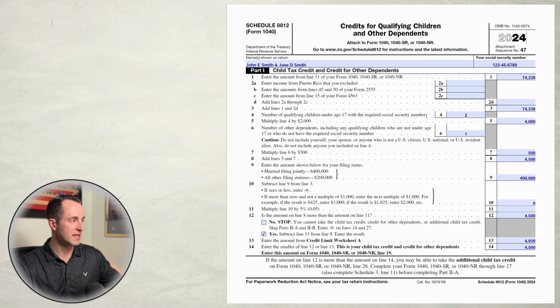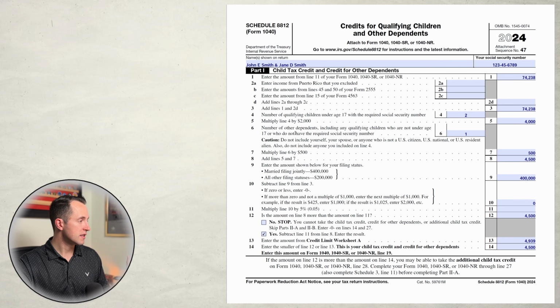They're going to actually go down to the next one, line 6, which we're going to talk about in a minute. But so this first one, it's going to be under the age of 17, or another way to phrase it, 16 and younger. So in this case, we're going to have 2 kids there. So we're going to put 2 multiplied by the number of $2,000, which is the child tax credit, gives us the amount of $4,000, which is going to go in line 5.